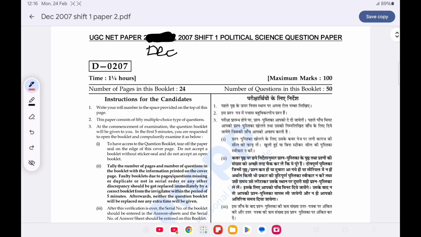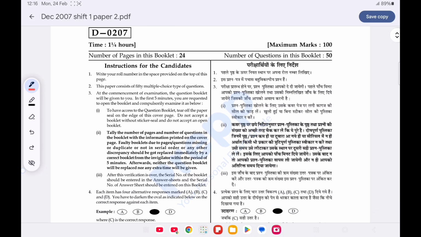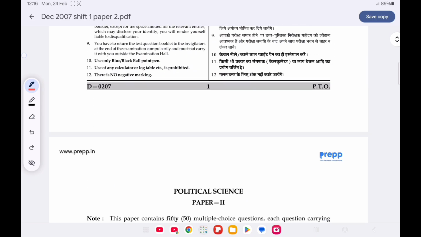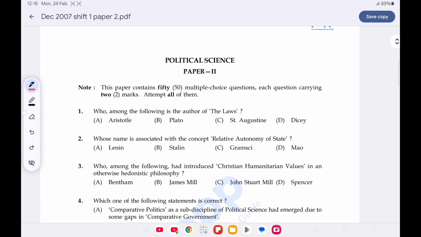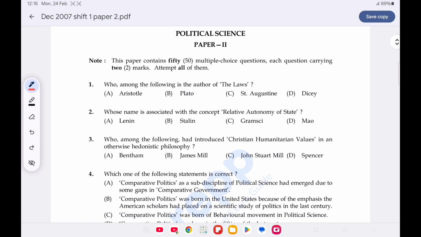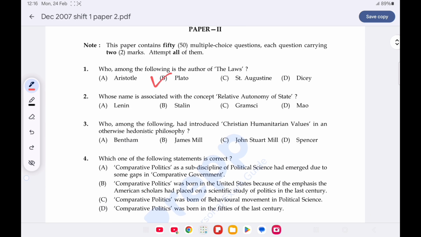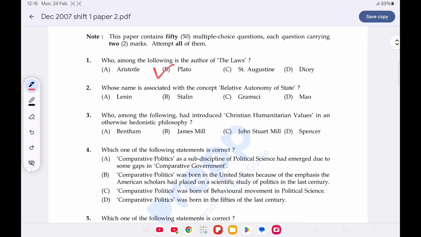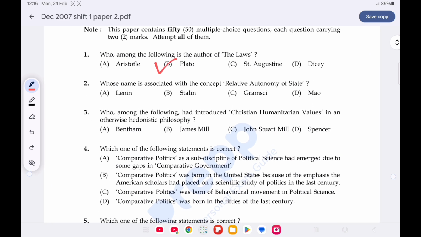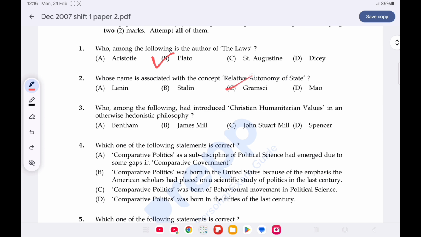In this video, we will discuss the December 2007 Political Science question paper. Question number 1. Who among the following is the author of the book The Laws? Option B is correct, Plato. Question number 2. Whose name is associated with the concept of relative autonomy of state? Option C is correct, Gramsci.